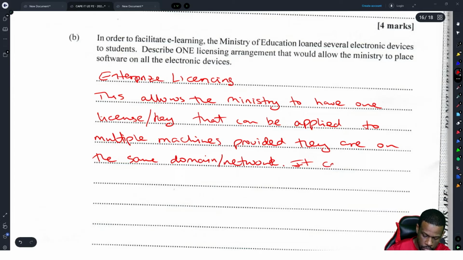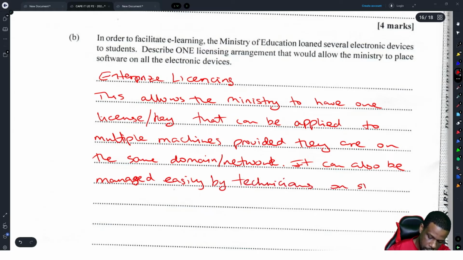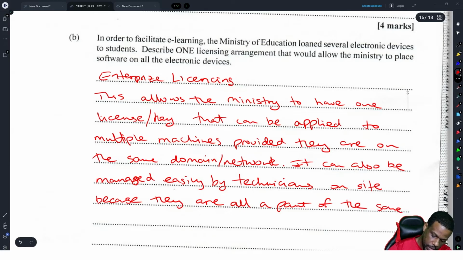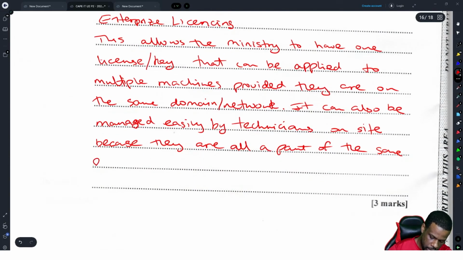It can also be managed easily by technicians on site because they are all a part of the same enterprise contract. All right, it's enterprise licensing.